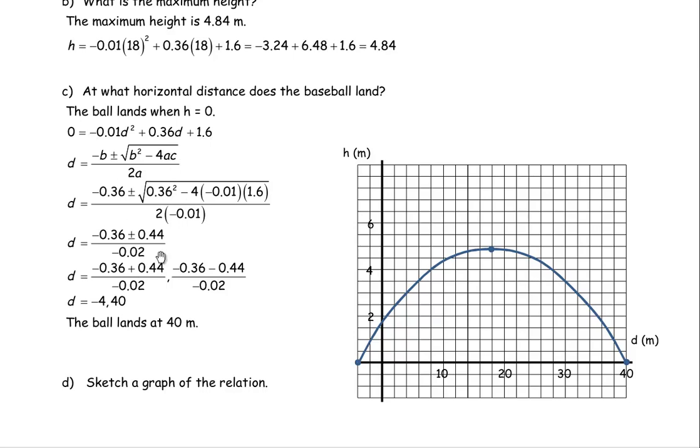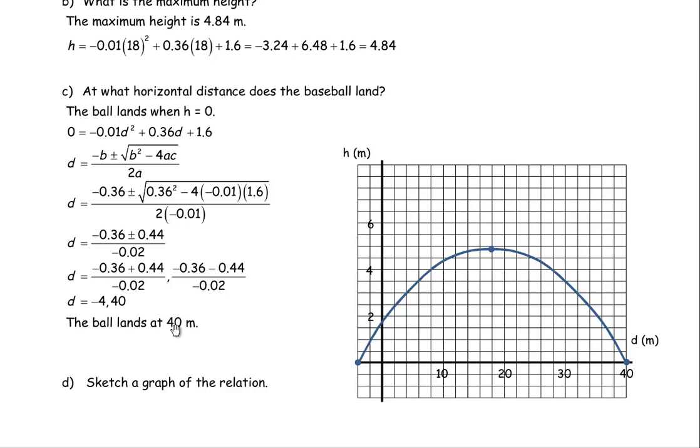So if we substitute all those numbers in the quadratic formula and evaluate, one thing to note here, remember, inside the formula, when you multiply negative 4 by negative 0.01 times the 1.6, a negative times negative is a positive. So this will actually be a positive number, you'll be adding to whatever 0.36 squared is. So be careful of your signs there. Now you get two different d values, negative 4 and 40. Now it's practical application. The horizontal distance couldn't be negative. That would mean that it lands behind where you threw it, so it doesn't make any sense. So the 40 downfield is what does.